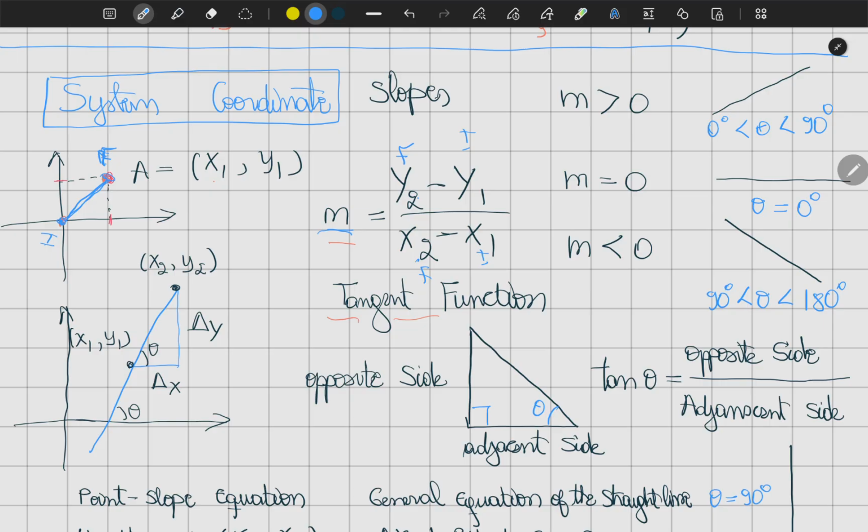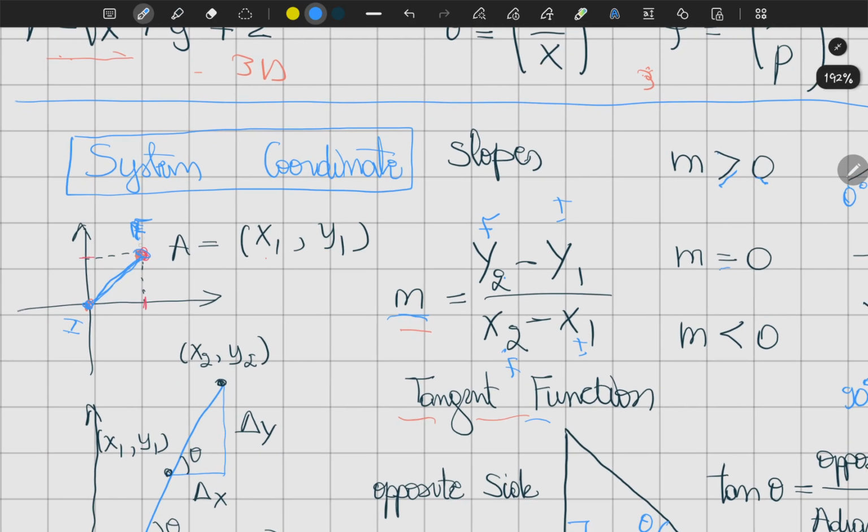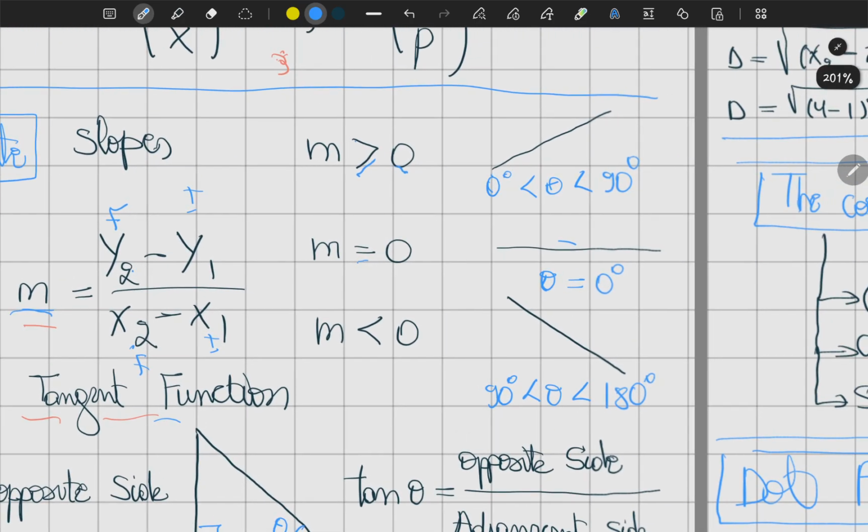You first calculate M for the tangent line. If M is greater than 0, your slope is going to be something like this, between 0 and 90 degrees. But if M equals 0, you're going to have a straight line. For example, when you have a graph represented like this, that part here means M equals 0, so you have a straight, horizontal line.